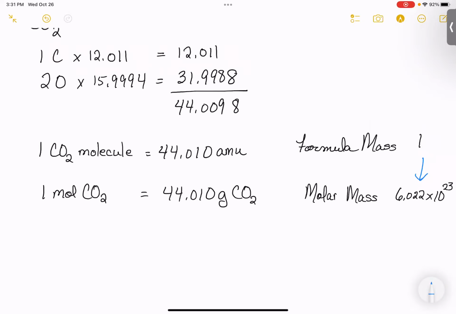Questions so far? It's not going to get a whole lot tougher. There is one type of problem that would be tougher. But for the most part, it's not going to get a whole lot tougher to go from formula mass to molar mass. Let's do one more simple one, and then I'll do a couple that are a little bit tougher, and then we'll move from there.